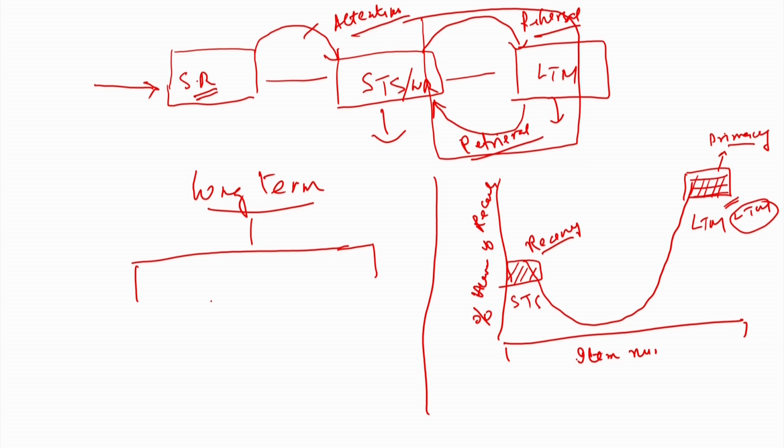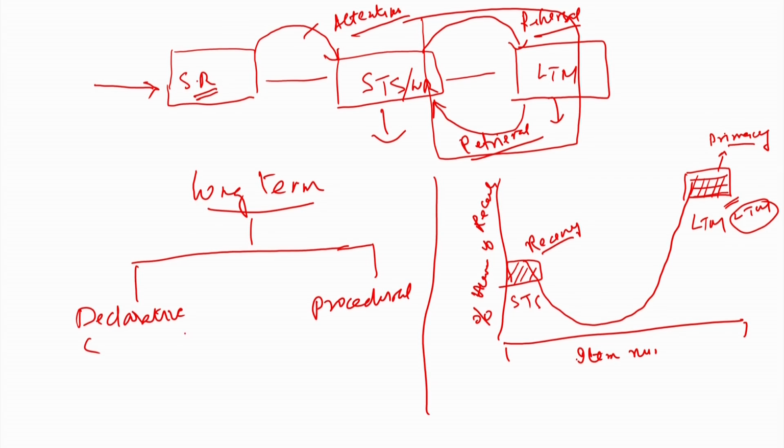Basically, there are two subdivisions of it. One is called the declarative part and the other is called the procedural part. So the long term store in itself is divided into two stores. There is a lot of debate, and we will also look at the debate on what the declarative and procedural parts are. Basically, declarative is that type of long term memory which, when you retrieve it, you are conscious about.